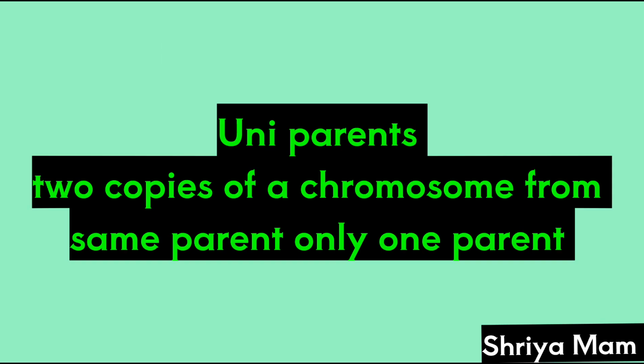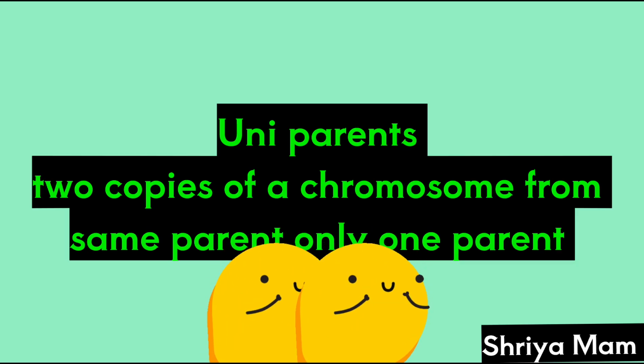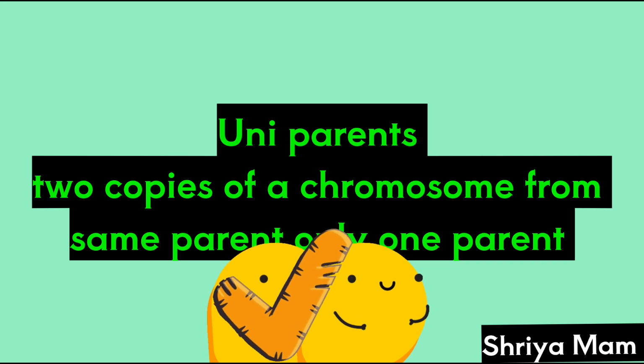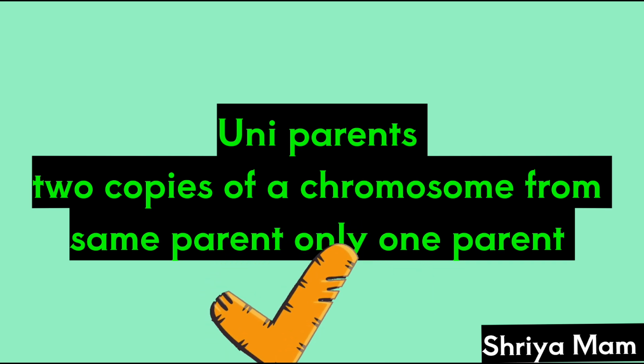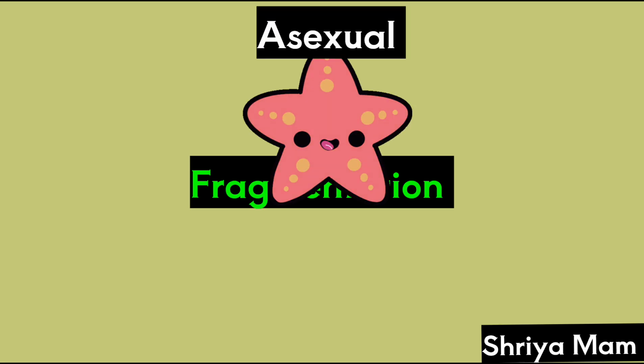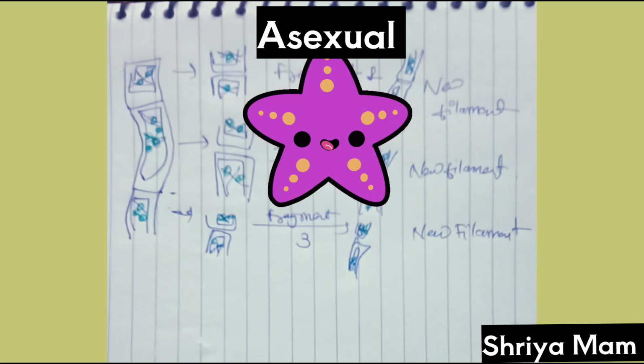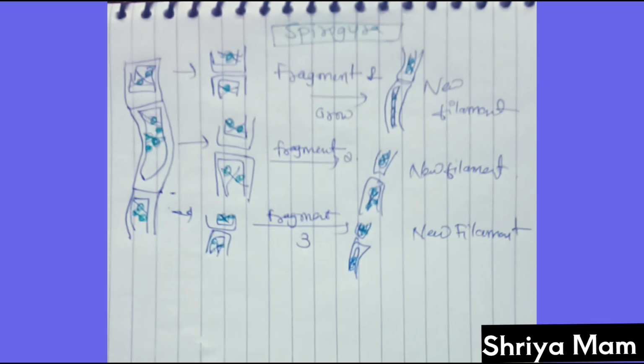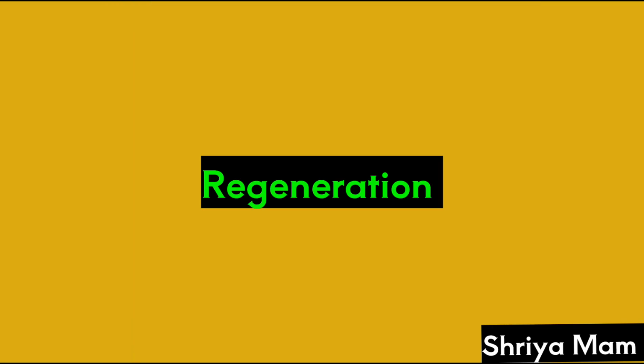Now, what is uniparental? A condition when a person receives two copies of a chromosome only from a single parent and not a copy from the other parent. That is uniparental. Now fragmentation is a form of asexual reproduction where an organism is split into fragments, and each fragment develops into a mature, fully grown individual following mitosis. It occurs in spirogyra, fungi, some annelids and sea star.